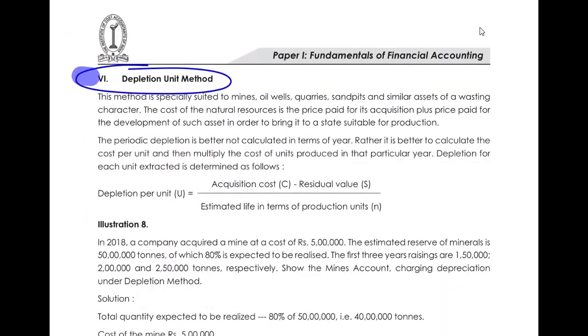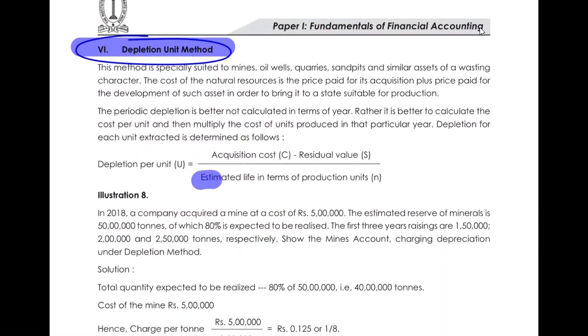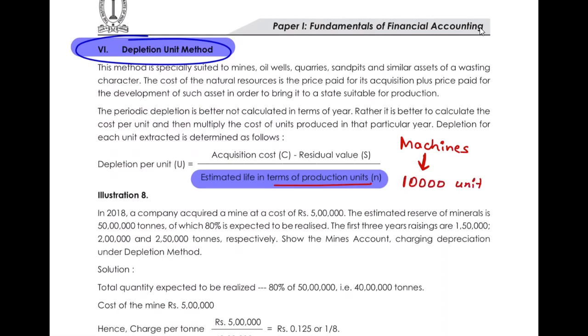Now let us go to the depletion unit method. The depletion unit method says that instead of taking the useful life as the denominator, consider the estimated life in terms of production units. Why is this being said? Because some machines come with some conditions. For example, when I purchased this machine, they said only 10,000 units can be produced out of this machine. The machine has a limitation on its output. Only 10,000 units can be produced out of this machinery.